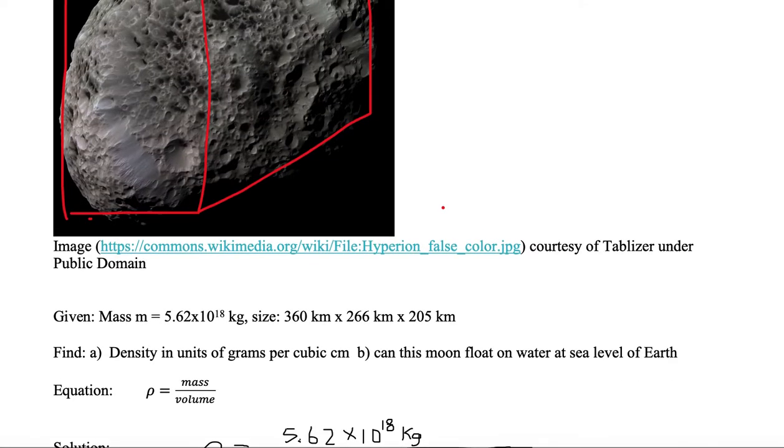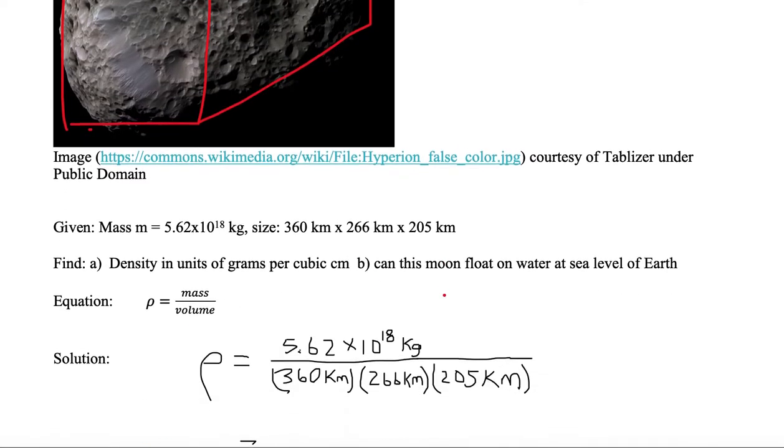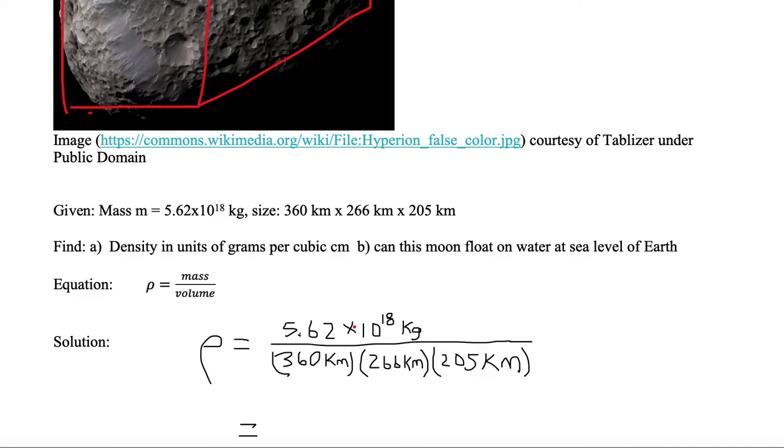We're given the equation of density as mass divided by volume, and so we can just go ahead and substitute in. We're given the mass is 5.62 times 10 to the 18th, so we've got density equal to a numerator and a denominator: 5.62 times 10 to the 18th kilograms in the numerator, and in the denominator we have 360 kilometers by 266 kilometers by 205 kilometers. So let's go put this in our calculator.